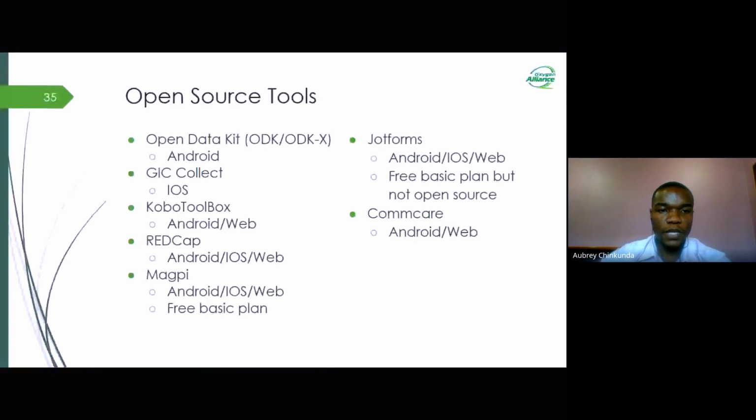Moving on from the best practices when it comes to documentation, now let's look at some of the open source tools that are available for collecting data that can be used for documentation. We have the ODK, which is the one at the top of the list. It's available for Android. We have the GIC Collect, which is an alternative version of the ODK, and it's available for iOS. There's also the Kobo Toolbox that is just below that. And you have all other various software that can be used to collect data.